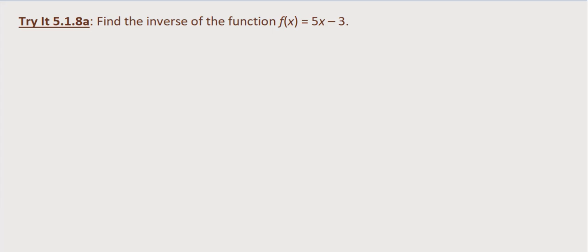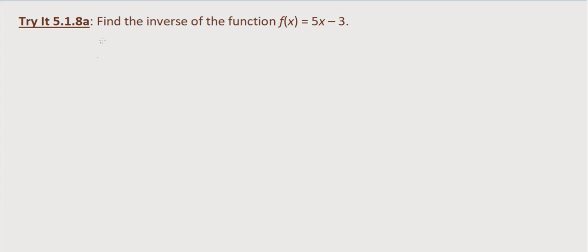So now we're going to find the actual inverses of functions. In Triad Exercise 5.1.8a, we're asked to find the inverse of the function f of x equals 5x minus 3. Now how we do that is we start by writing it with y instead of f of x.